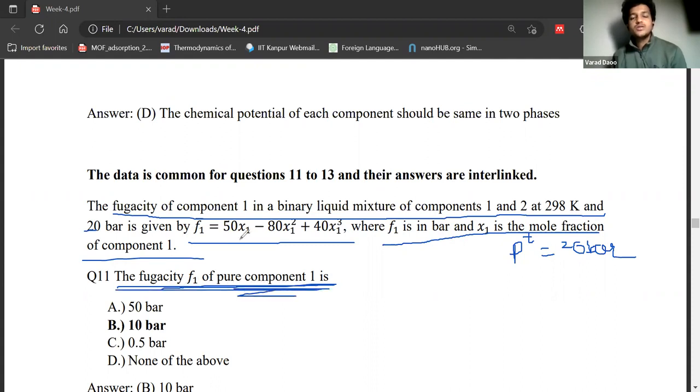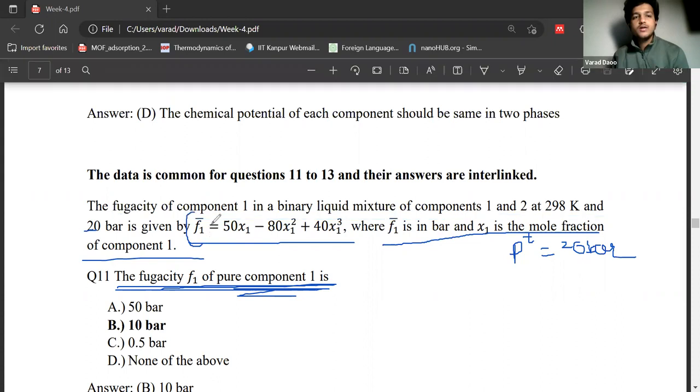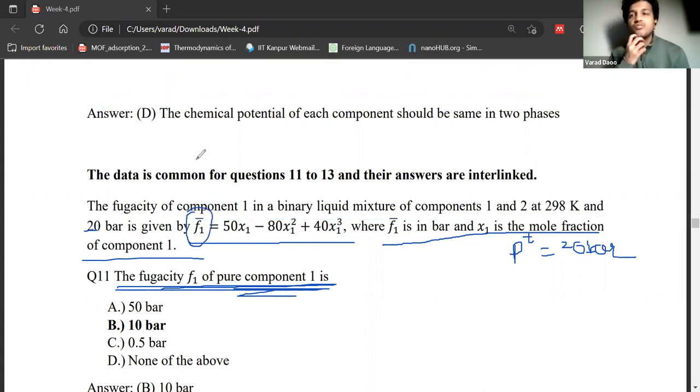So this is f1 bar. This is the fugacity of component 1, basically you can say partial molar fugacity, right? So fugacity of component 1 in a binary mixture is given by this expression. Now at the same conditions of temperature, pressure and everything the same, if instead of a binary mixture we had only pure component 1, what is the fugacity of that component is what they are asking.